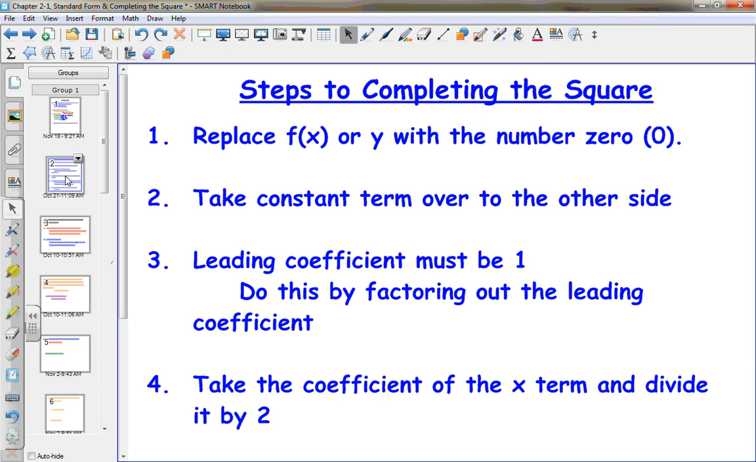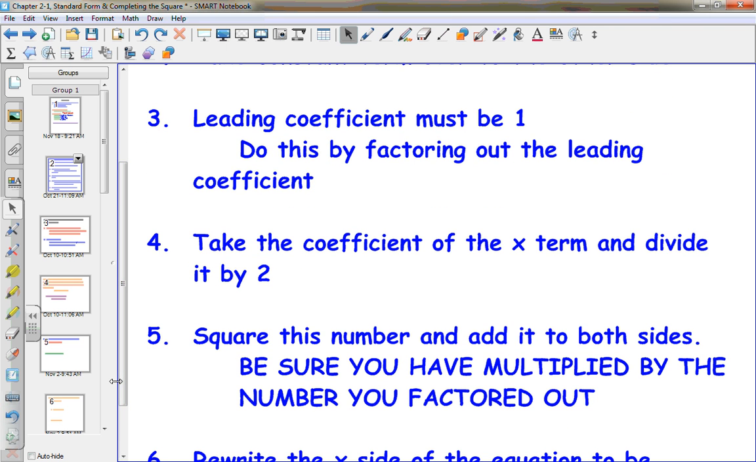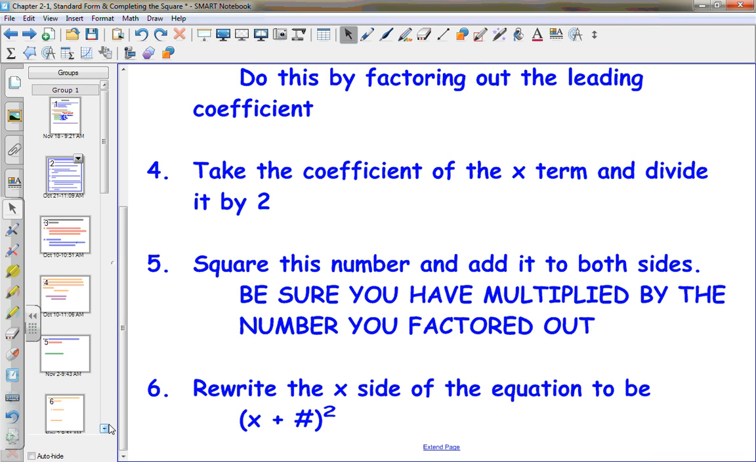Next, take the coefficient of the x term and divide it by 2. Step 5, square this number and add it to both sides. Now, if you're adding it to both sides and you pulled out your leading coefficient, you have to also multiply that by your leading coefficient. And we'll talk about that here in a little bit. And then write the x side of the equation to be x plus a number quantity squared.